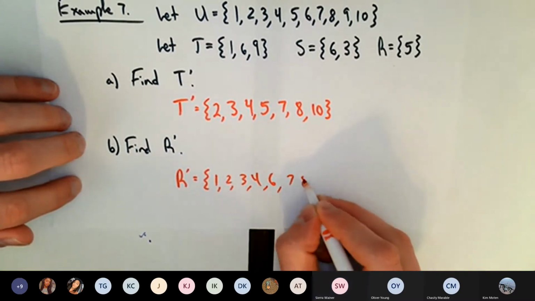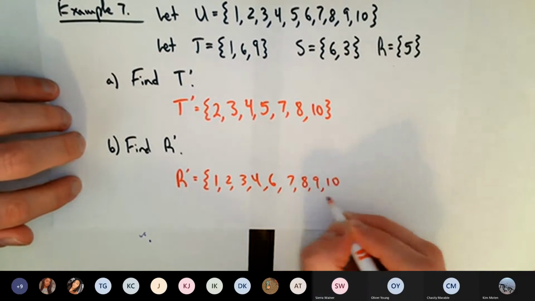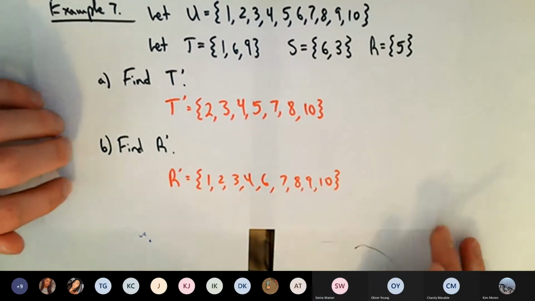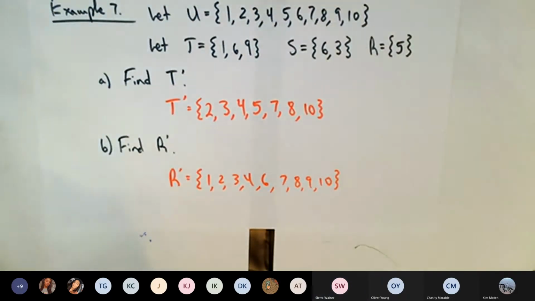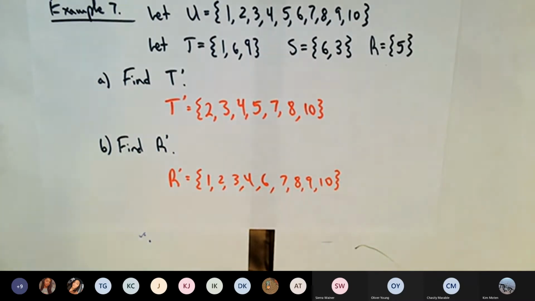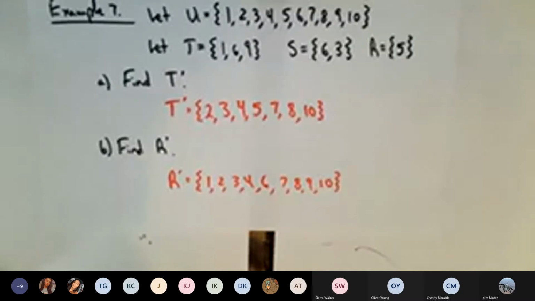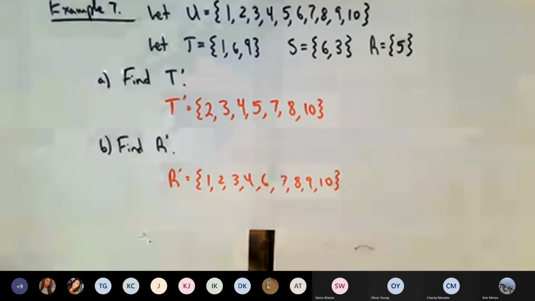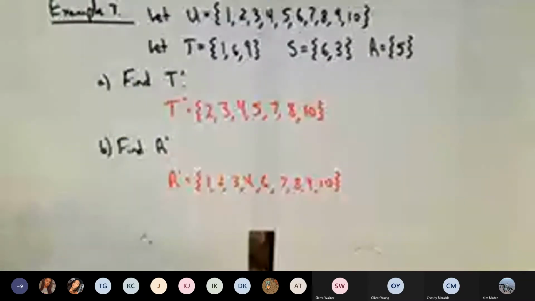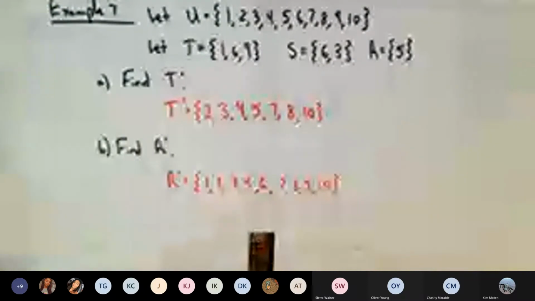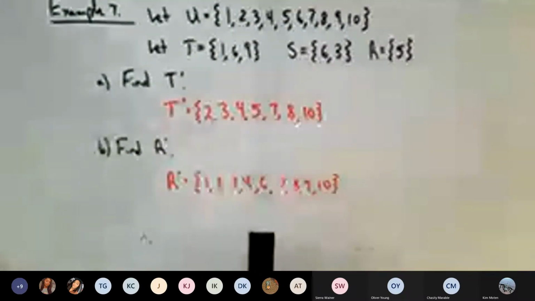Good. 7, 8, 9, 10. That's right. Good. So that's the concept of a complement. Complement we'll actually keep talking about in the next section when we start talking about Venn diagrams, because then we'll have more opportunity for examples of complement. And in fact, this is where section 2.1 ends.